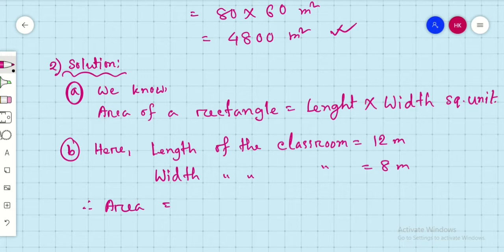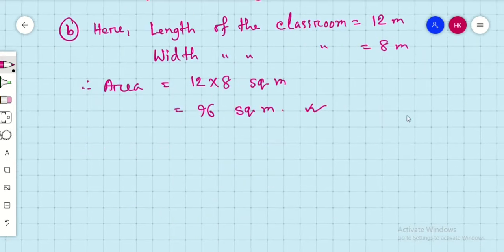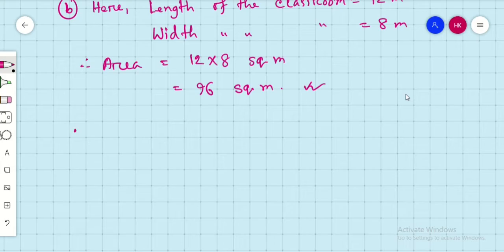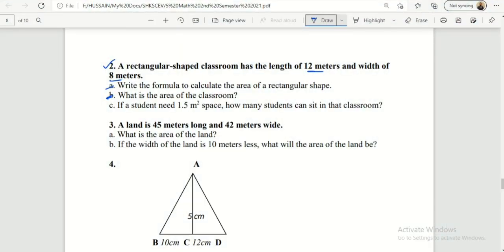So area is equal to 12 times 8 square meter. So we can write 96 square meter. This is the answer of number B. I hope you understand. Now we move on to our next question, question number C. We read the question first.